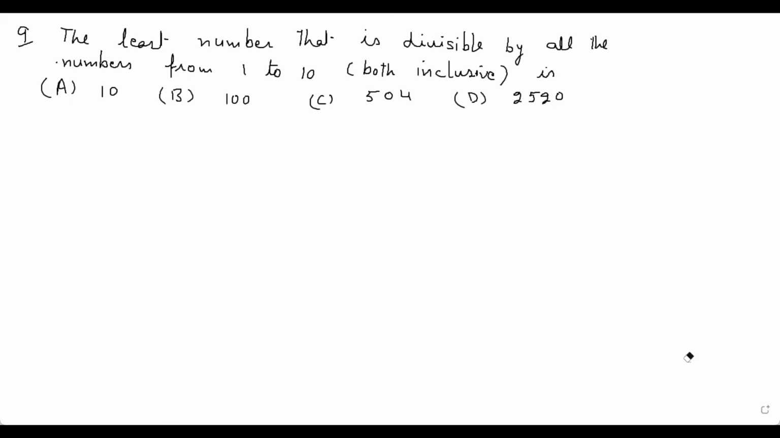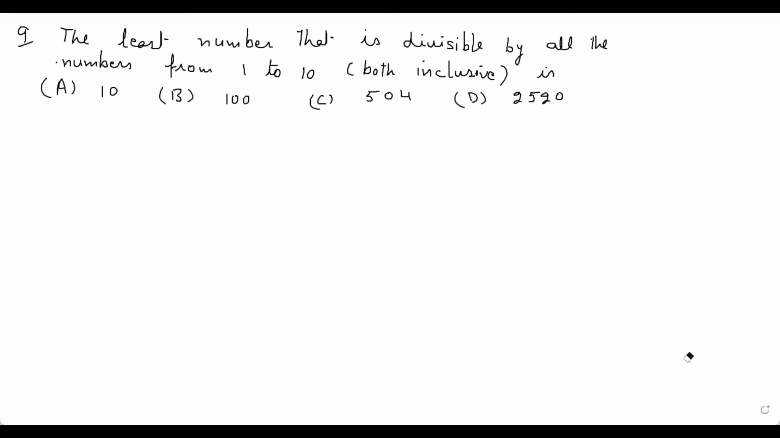So what is that least number which is divisible by 1, 2, 3, 4, 5, 6, 7, 8, 9, and 10, all the numbers? So how will you do this? You will find the LCM of the numbers from 1 to 10. That number will be the least number which is divisible by all the numbers. We know, in order to find that least number, we have to find the LCM of all the numbers from 1 to 10. I'll find the LCM by the prime factorization method.